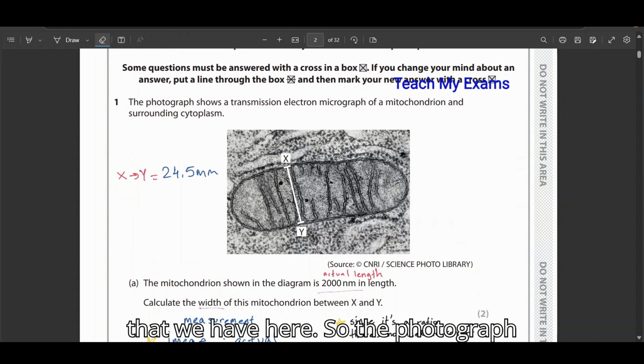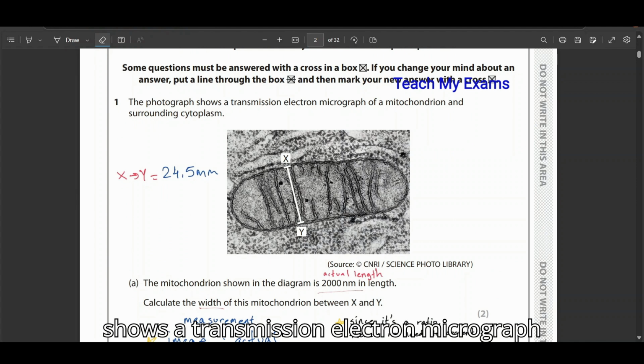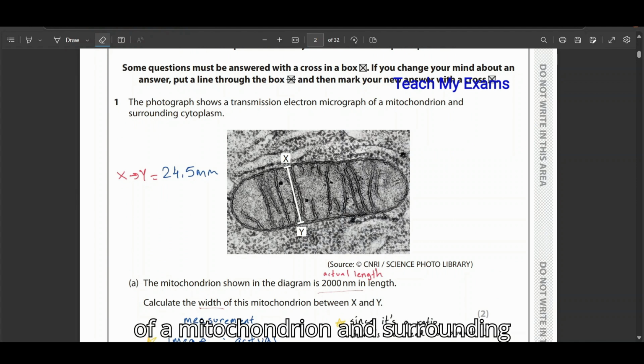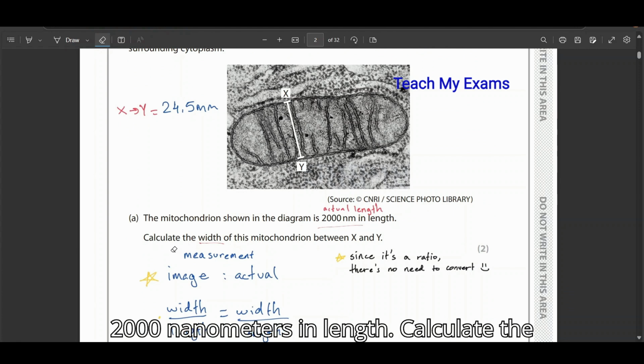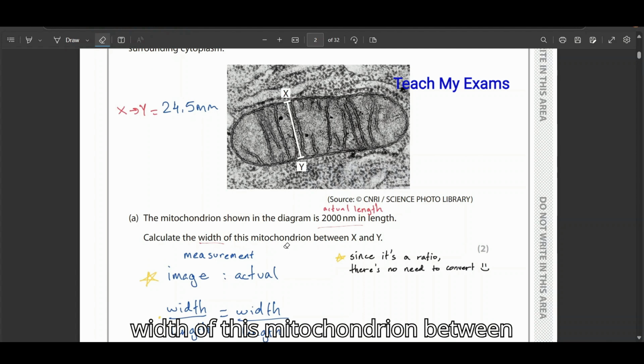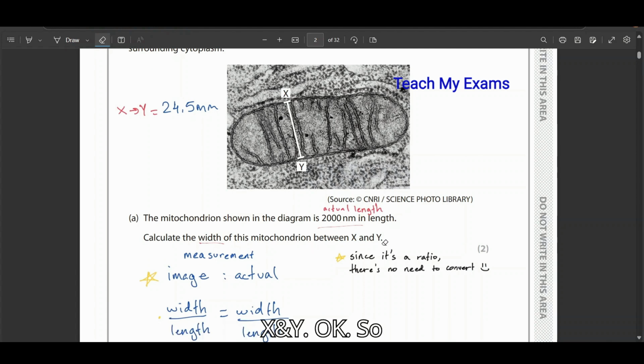The photograph shows a transmission electron micrograph of a mitochondrion and surrounding cytoplasm. Part A. The mitochondrion shown in the diagram is 2000 nanometers in length. Calculate the width of this mitochondrion between X and Y. First, I've underlined the length. So 2000 nanometers is the actual length.